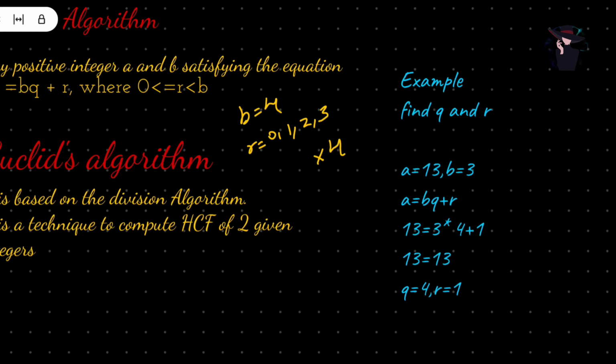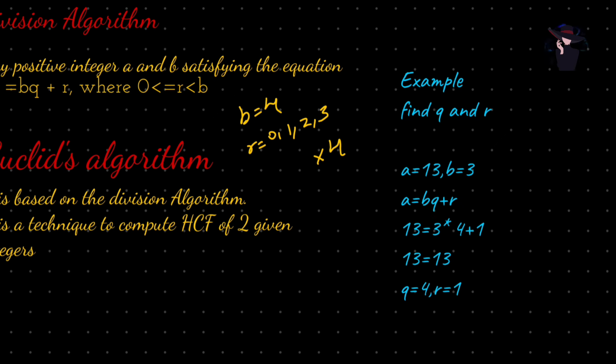Find the value of q and r. Okay. The values of a and b are already given. We have to satisfy the equation a is equal to bq plus r. So the question is to find q and r using Euclid's algorithm. Euclid's algorithm is satisfying the division algorithm, a is equal to bq plus r.